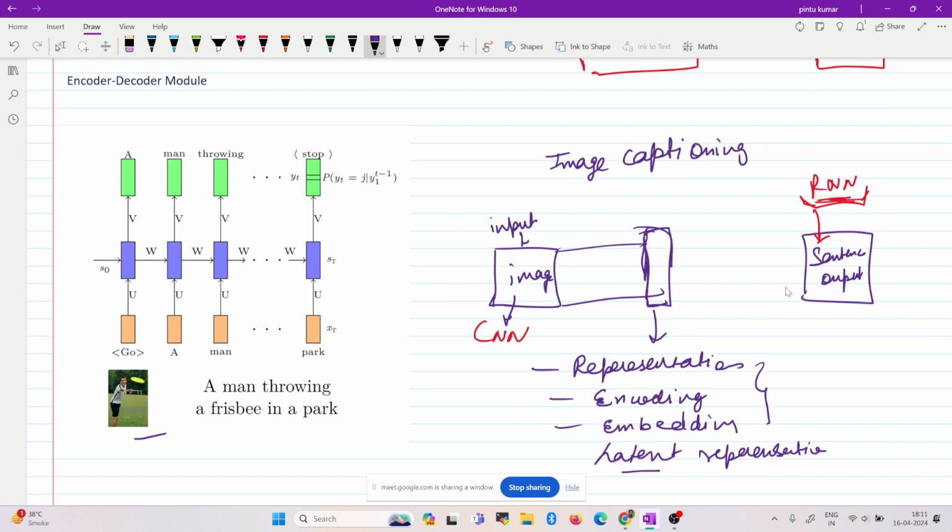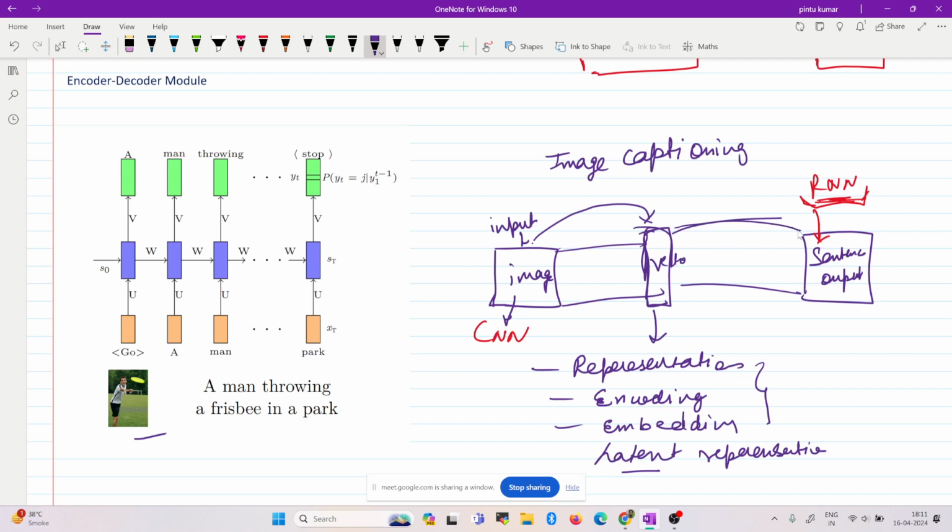So what I want to do is, from the image, I want to store all the information in a form so that I can pass that to this RNN. So I want to convert this to a vector.